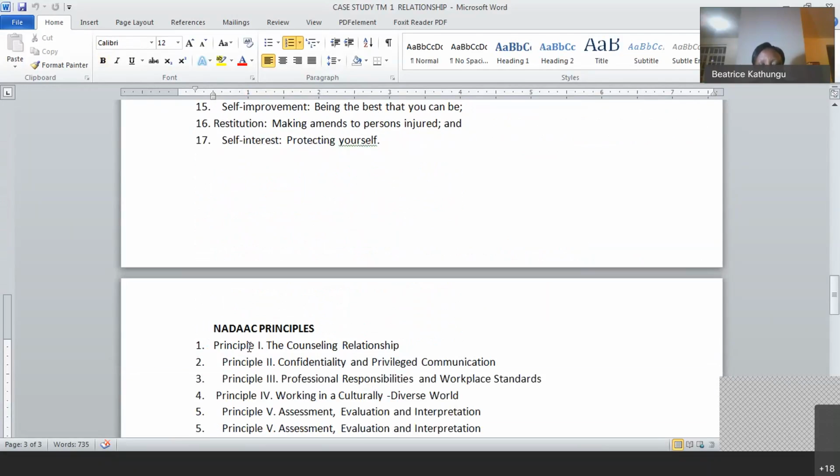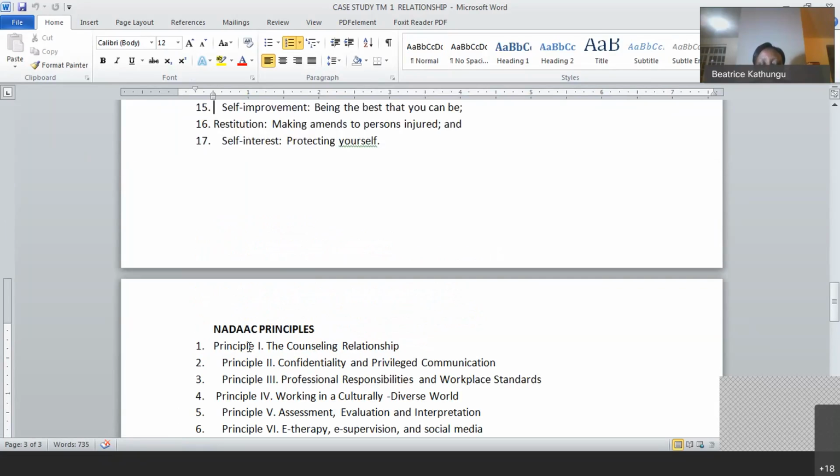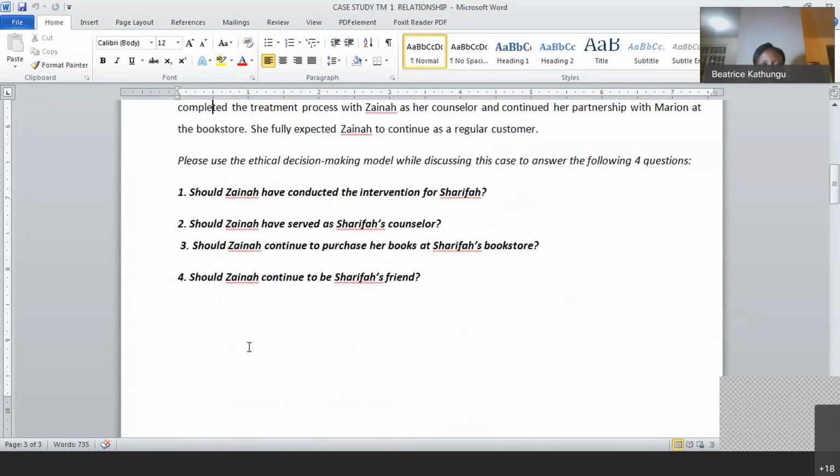And finally, let me remind you of the principles of NADAC. Principle 1 was counseling relationship. Principle 2, confidentiality and privileged communication. Principle 3, professional responsibilities and workplace standards. Principle 4, working in a culturally diverse world. 5, assessment, evaluation, and interpretation. 6, e-therapy, e-supervision and social media. 7, supervision and consultation. 8, resolving ethical concerns. And finally, 9, research and publication. So I would like you to keep that in mind as we now review the case of Zaina.